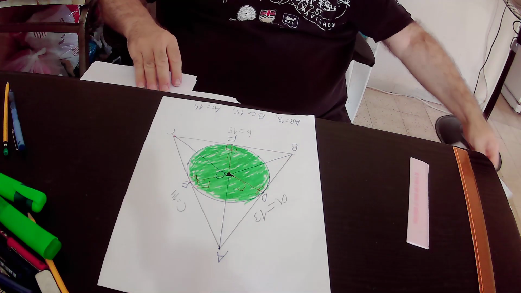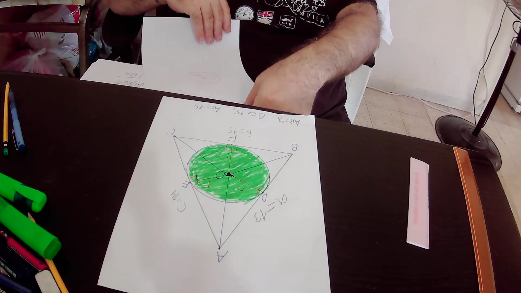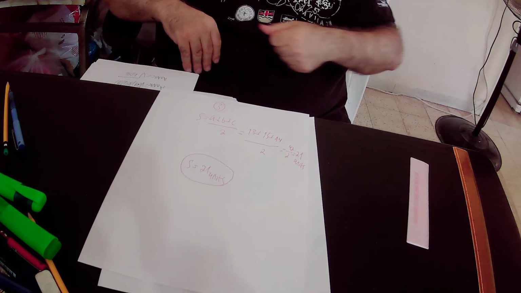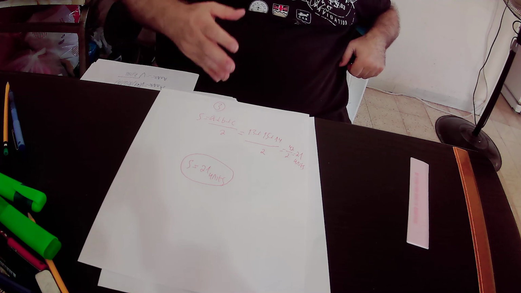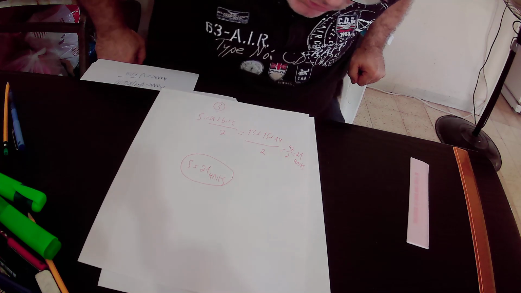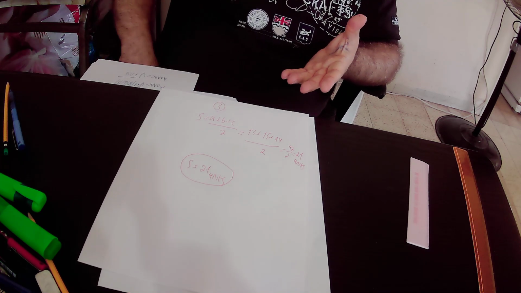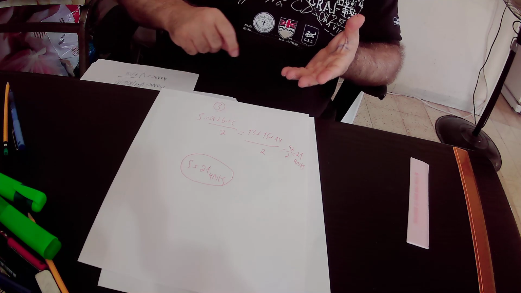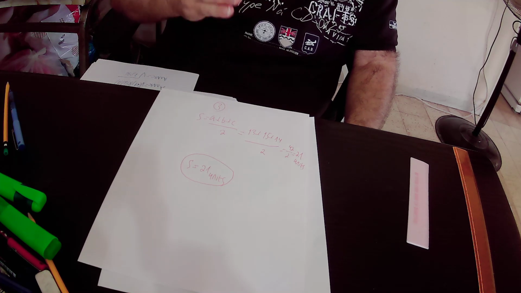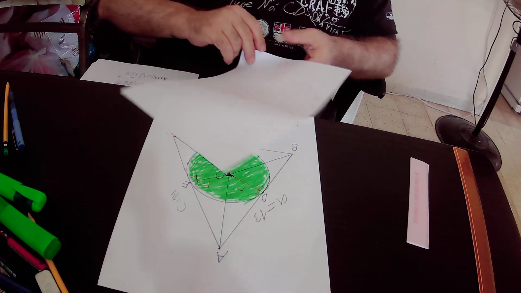Okay, so we found out the semi-perimeter of our triangle ABC, that is actually equal to A plus B plus C over 2. We know that A equals 13 units, B equals 15 units, and C equals 14 units. So the semi-perimeter of triangle ABC, our triangle, equals 42 over 2. That is 21 units. So the semi-perimeter of our triangle ABC equals 21 units.